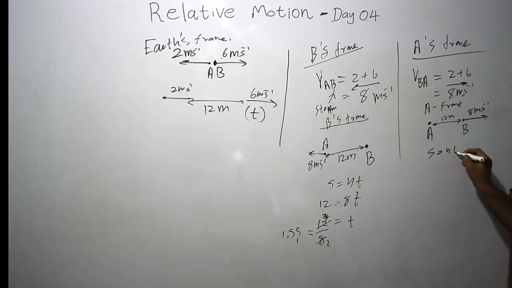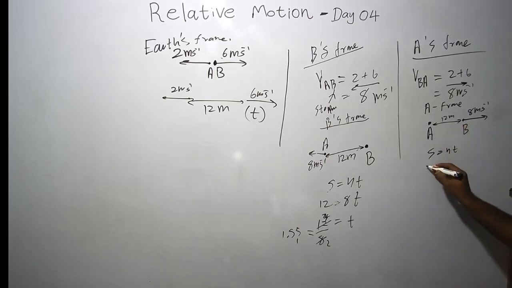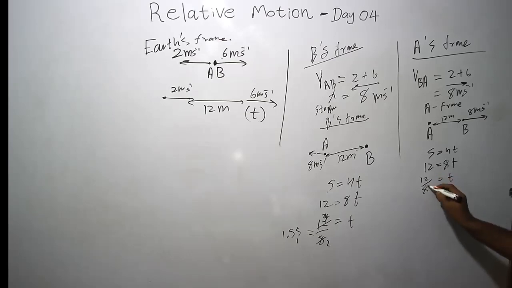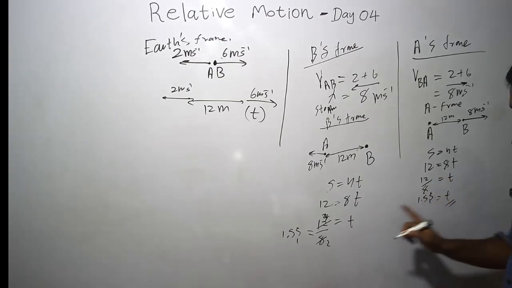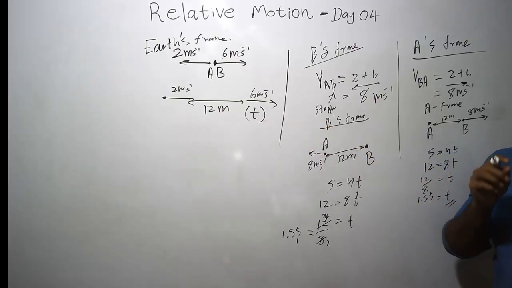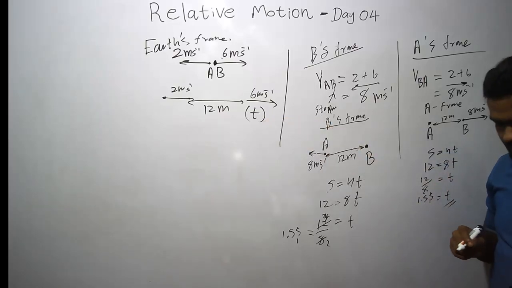Then you just have to apply this equation. You get the same answer there. S is 12. Now U is the relative velocity, 8. So T is 12 over 8, which is 1.5 seconds. So the time is the same for all these three. So this frame thing you should be able to do, right?